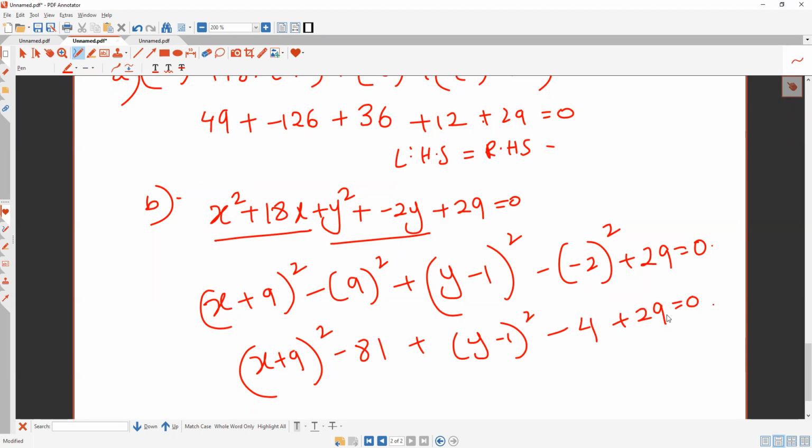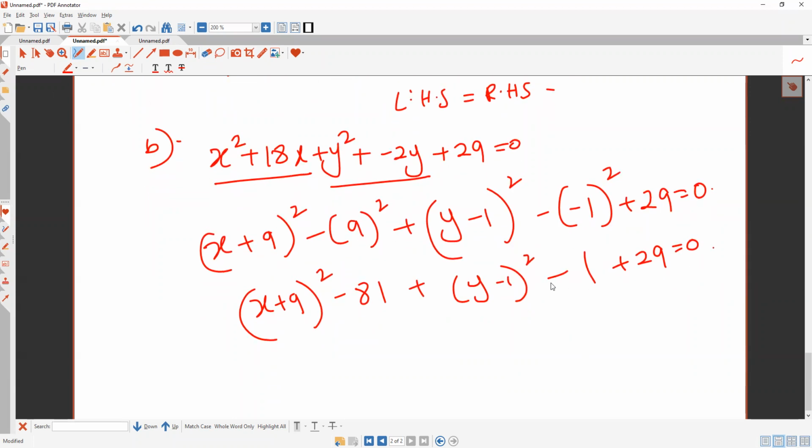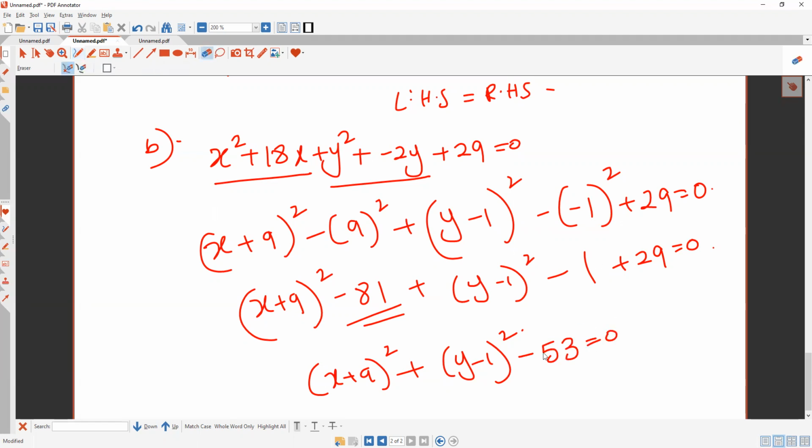It should be -1 square, right? It should be -1 square. Okay, thank you for that. It should be -1 whole square. Fine. Then now you will get x plus 9 square plus y minus 1 whole square. What about this? -81 plus 29 minus 1. You got -53. Bring it on the other side. It's going to be plus 53.